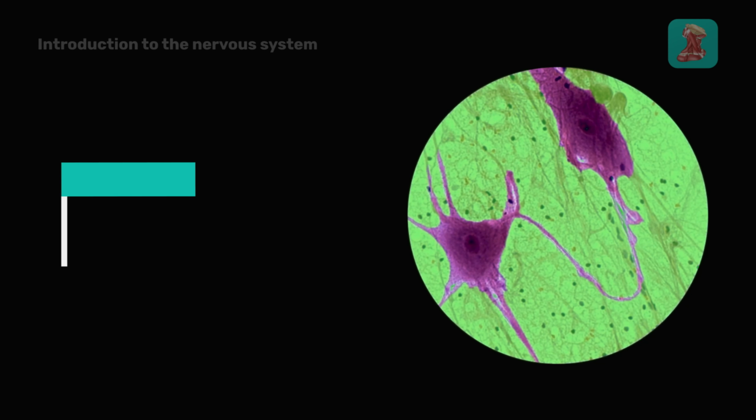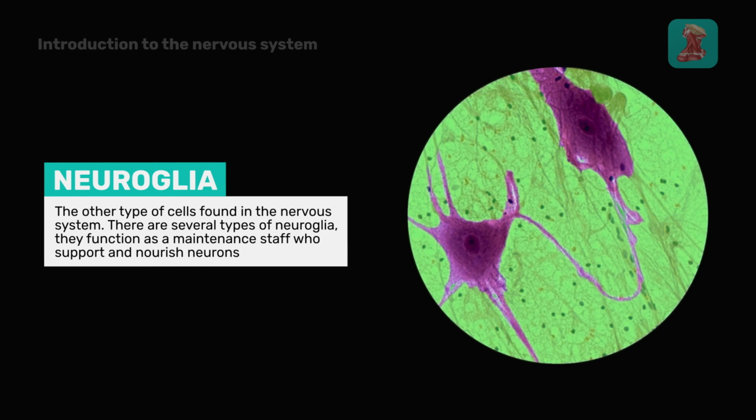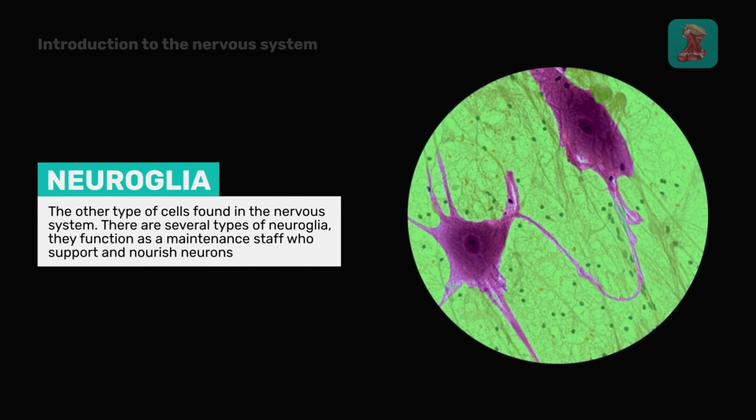Neuroglia, or glial cells, are the other cell type found in the nervous system. There are several types of neuroglia. They function as a maintenance staff who support and nourish neurons. Neurons and neuroglia are discussed in more detail in the relevant topics.